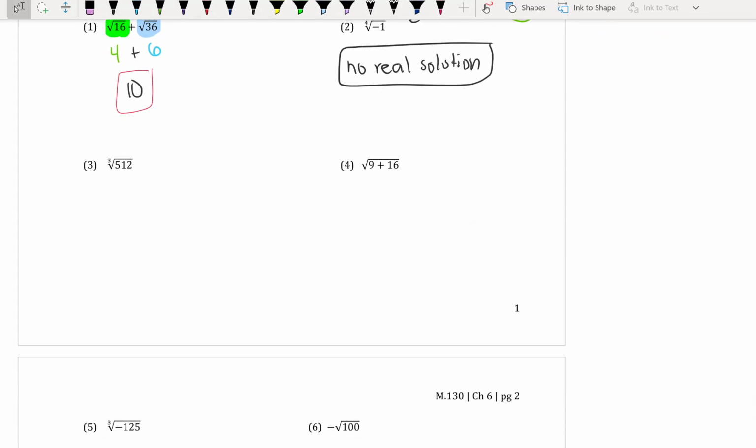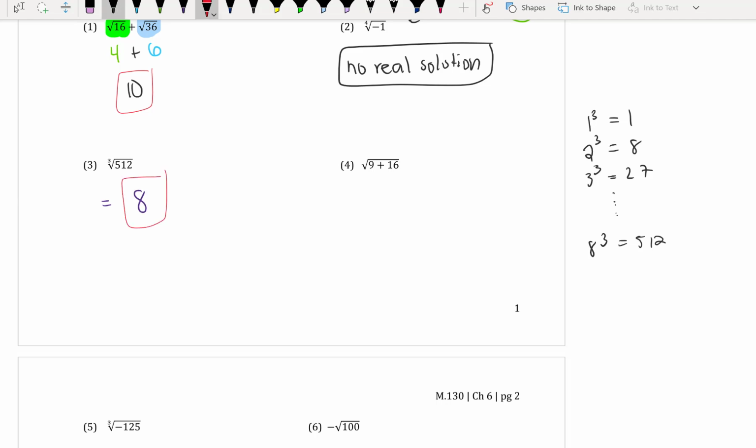Now, for number 3, we want to look for some number that's being multiplied 3 times to give me 512. So let's think about this. If I think of all my cube numbers, 1 to the 3 is 1, 2 to the 3 is 8, 3 to the 3 is 27, and if I keep going down the line, eventually I get to 8, and 8 to the 3rd power gives me that 512. So here my answer is going to be 8.